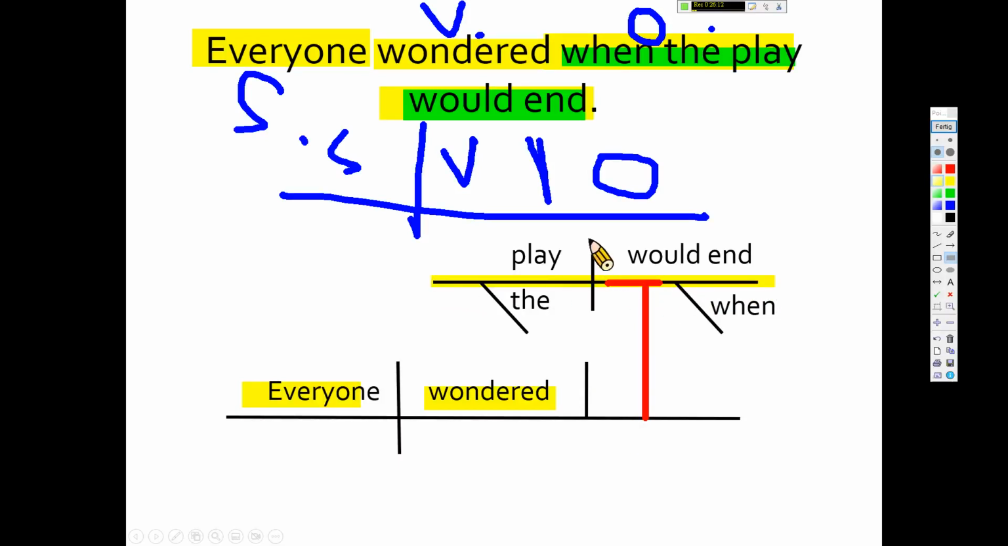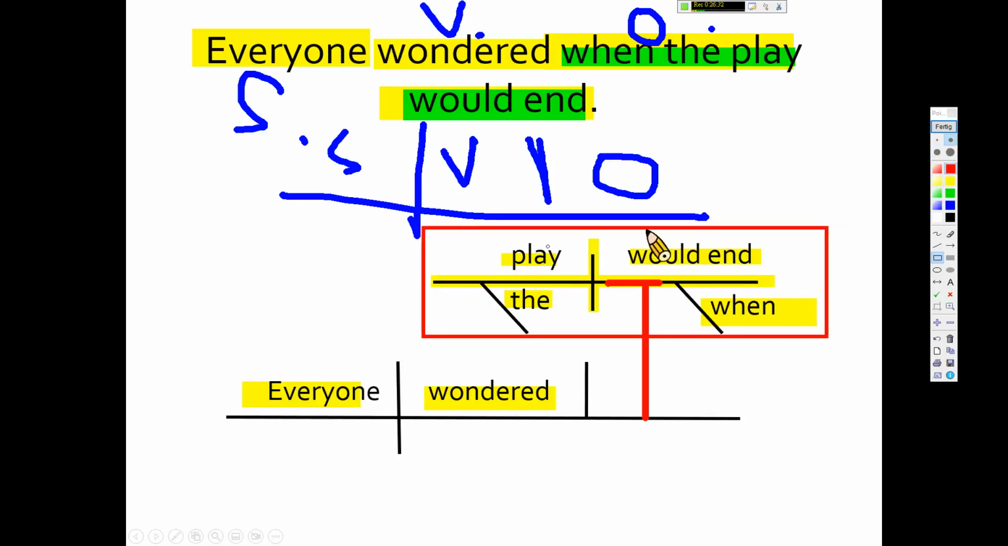And still, the structure is about the same. Play is the subject, and would end is the verb, the play. Would end is modified by when. So strange, right? But still the same. It still stands for the same reason. Okay? So all the components here form a noun clause, standing here as the object for wondered. Okay? So everyone wondered when the play would end.